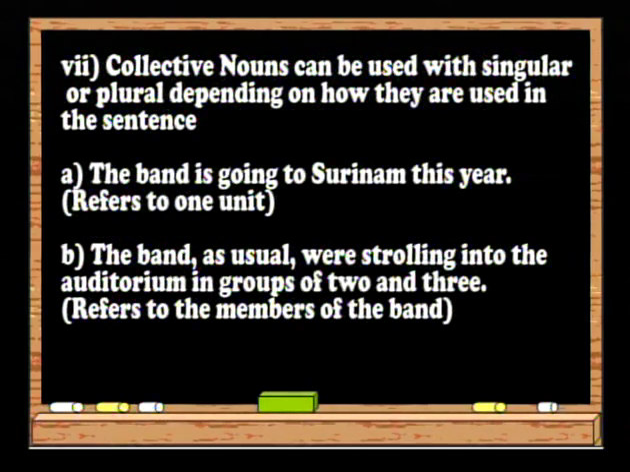Collective nouns can be used with singular or plural depending on how they are used in the sentence. For example, the band is going to Suriname this year. This time the band refers to one unit. The band, as usual, were strolling into the auditorium in groups of 2 and 3. This refers to the members of the band.